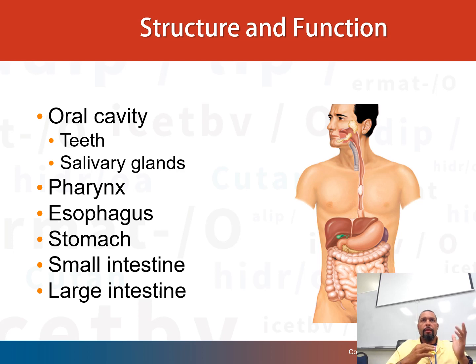All right. So keeping the structure follows function in mind, let's go over some of the structures that we're going to be going over in this chapter. We're going to be going over the oral cavity, which includes the teeth and your saliva. We're going to be going over your pharynx, your esophagus, your stomach, your large intestine, and small intestine.